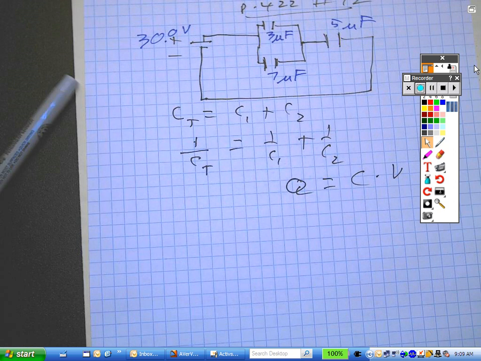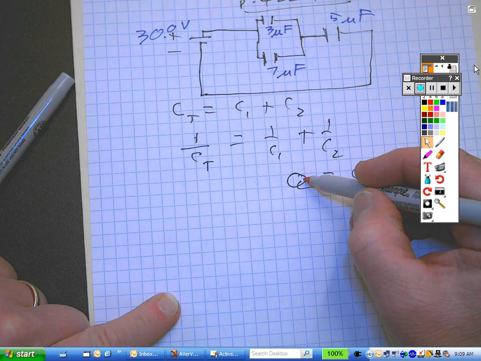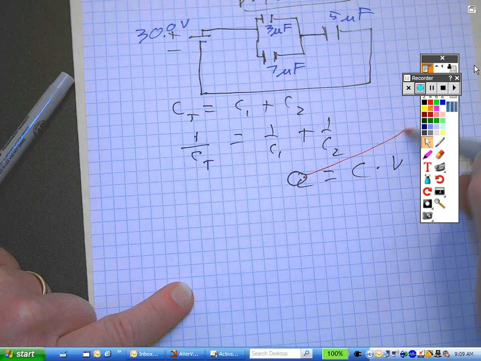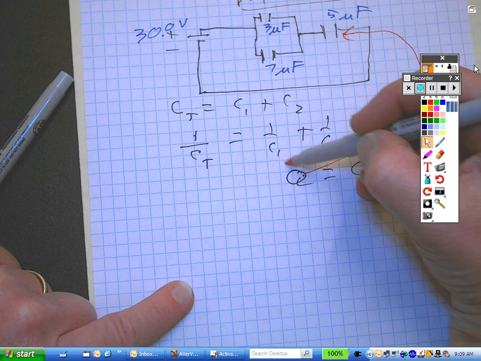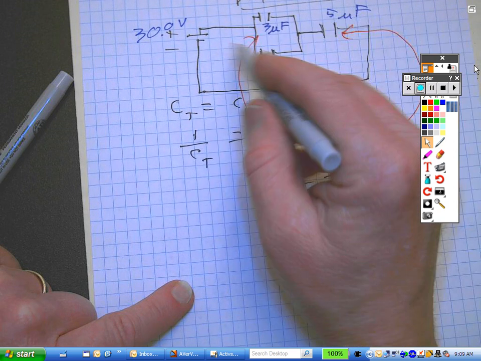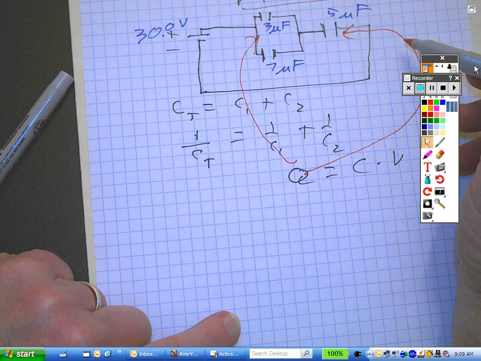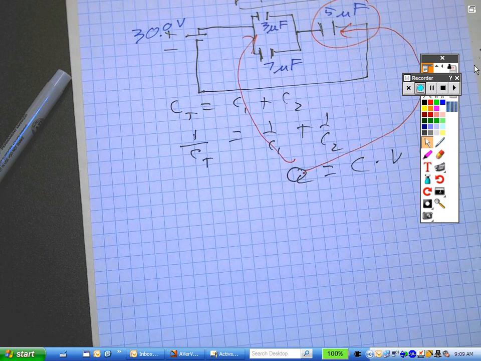One little tiny hint: when you discover the charge, which is a very useful thing to discover, all of it resides right here, and all of it resides right there. So all the charge is building up on both sides. You can find that charge for the entire circuit, and it's also the charge that is on just the 5 microfarad capacitor. Should be good enough to get you started.